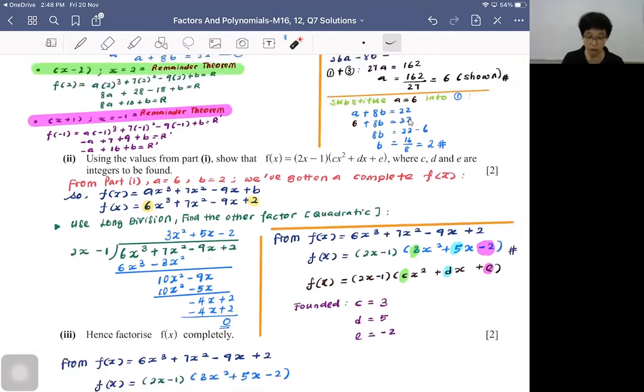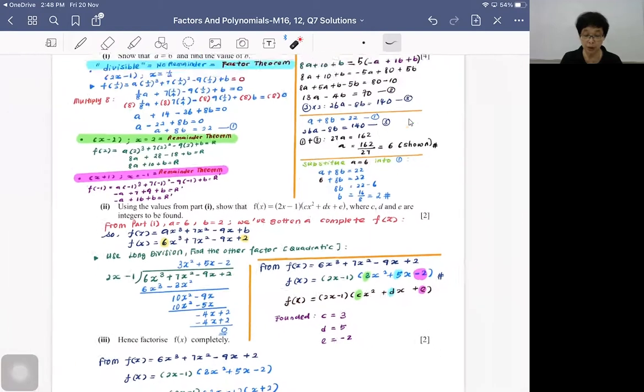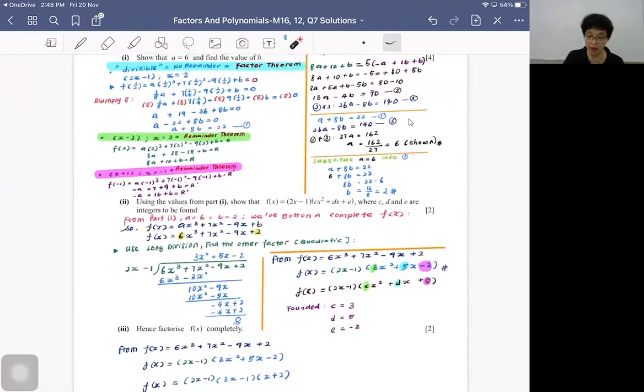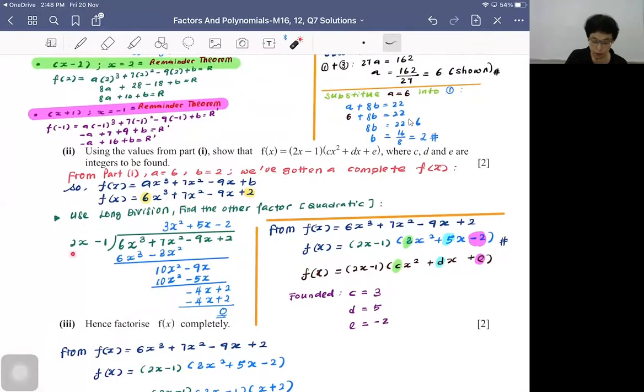And that gives us a complete division that leaves no remainder. And that also confirmed the statement given to us previously. It was saying that 2x minus 1 is the factor. And this is also the evidence that 2x minus 1 indeed is a factor of the polynomial, because after dividing the polynomial, it gives us no remainder.